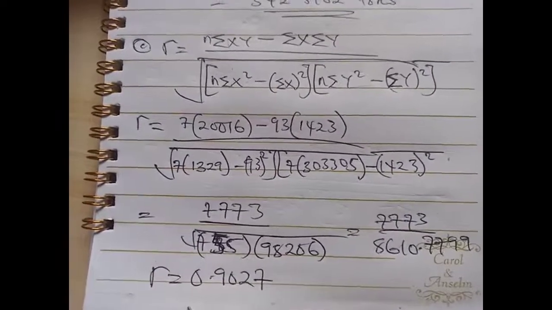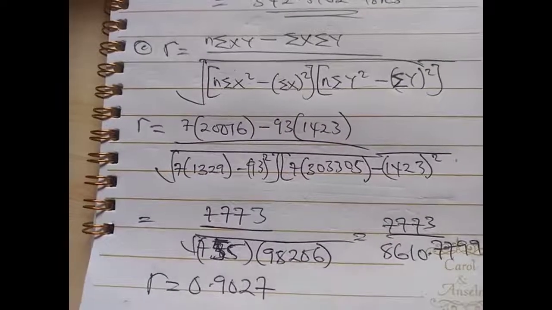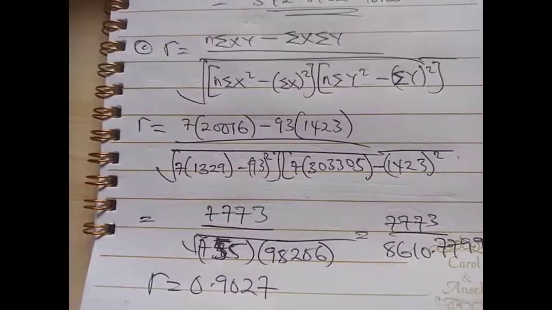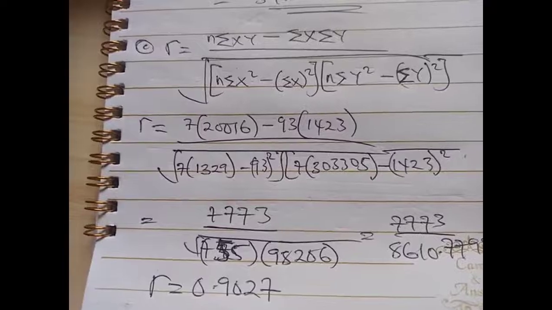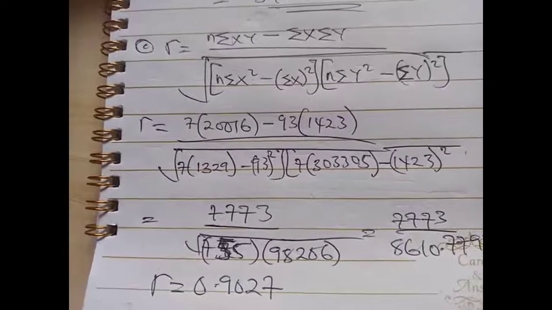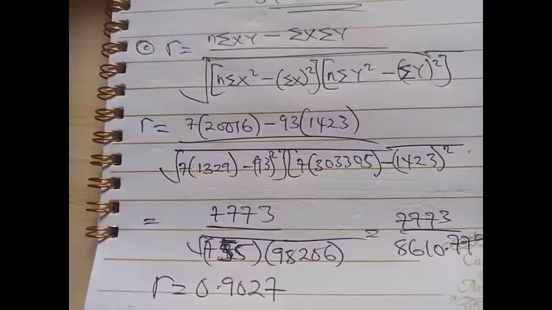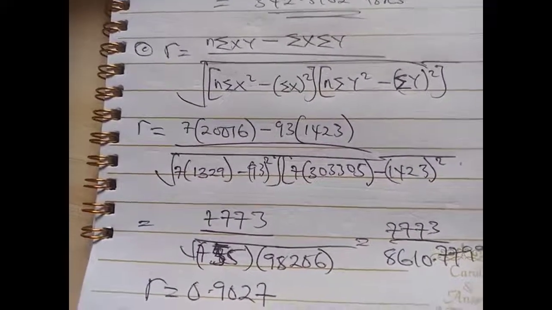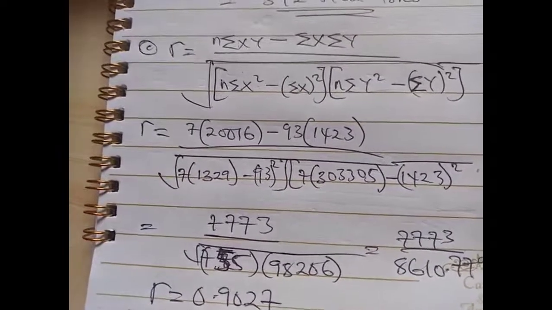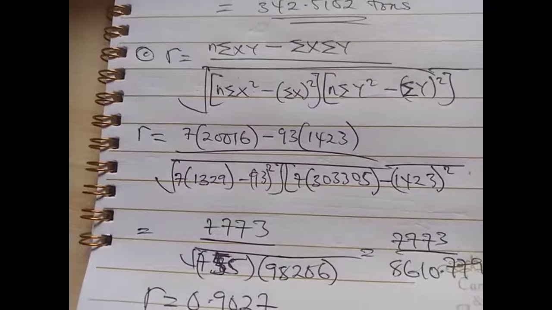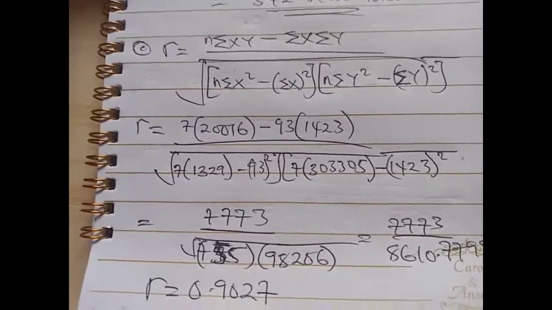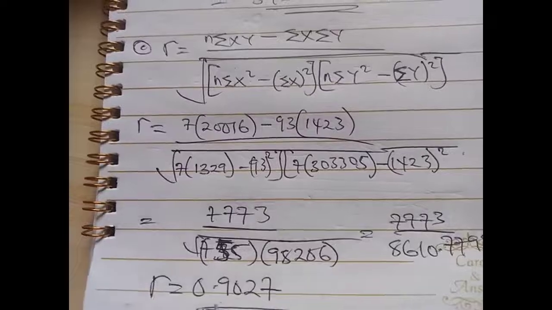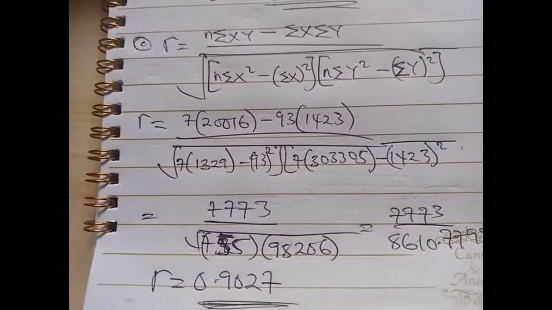You can see the value of r must not exceed 1. It is from minus 1 to 1. So from minus 1, you cross, get to 0, cross, get to 1. It must not be less than minus 1 and must not be greater than 1. So since it is close to 1, it is a very strong positive relationship. That is it. A very strong positive relation because it's very close to 1.